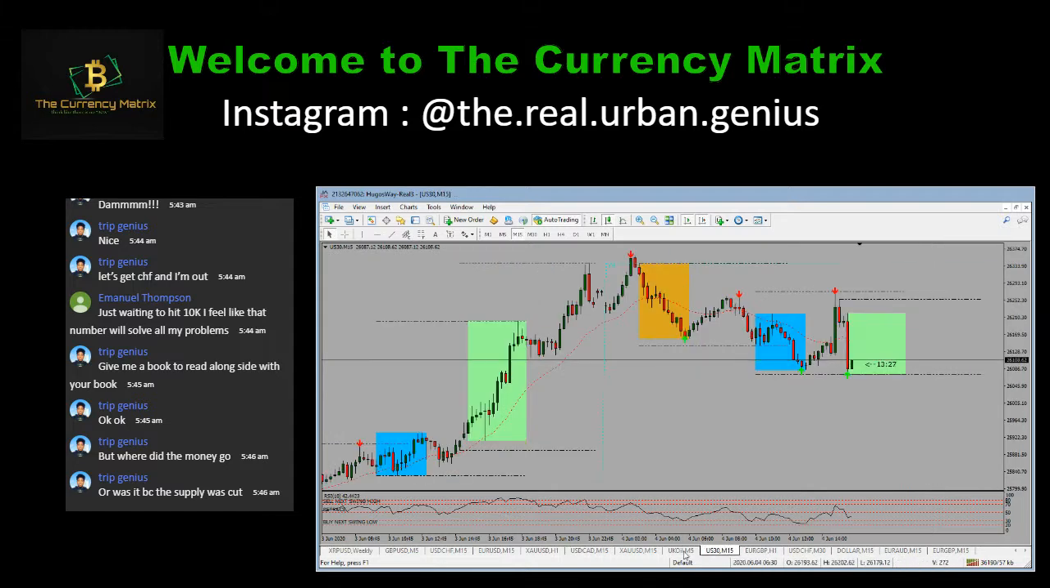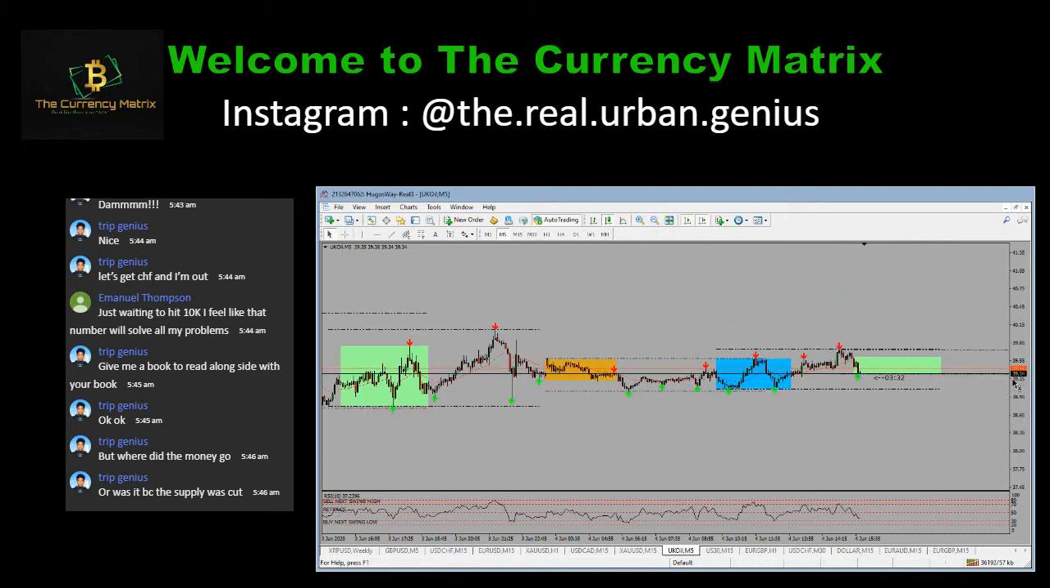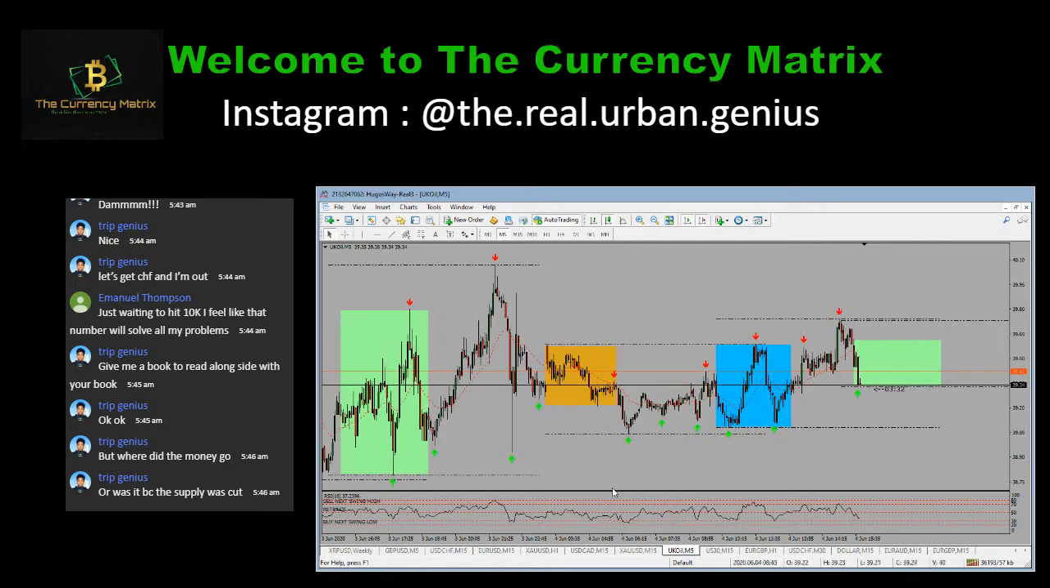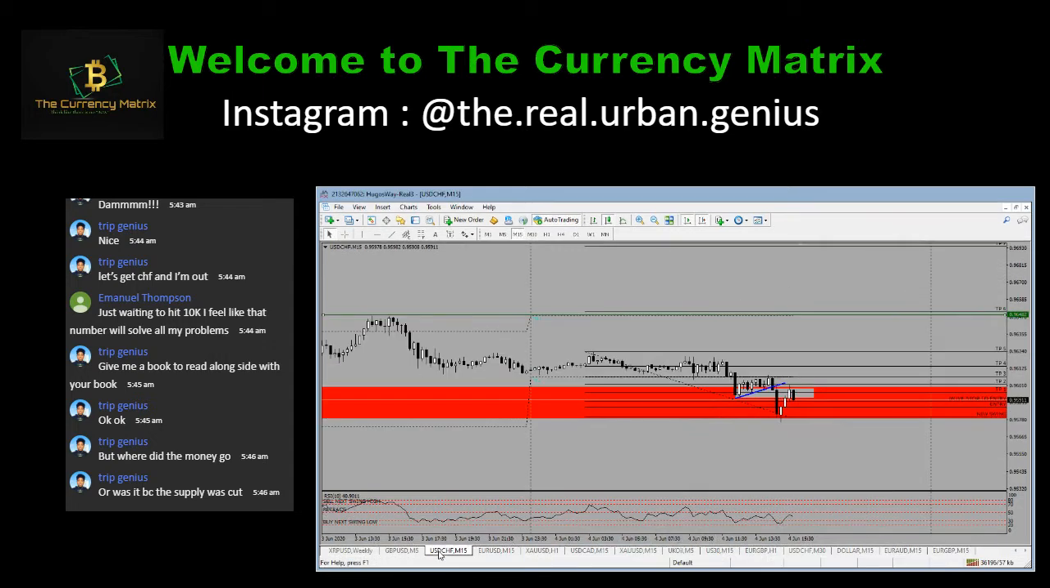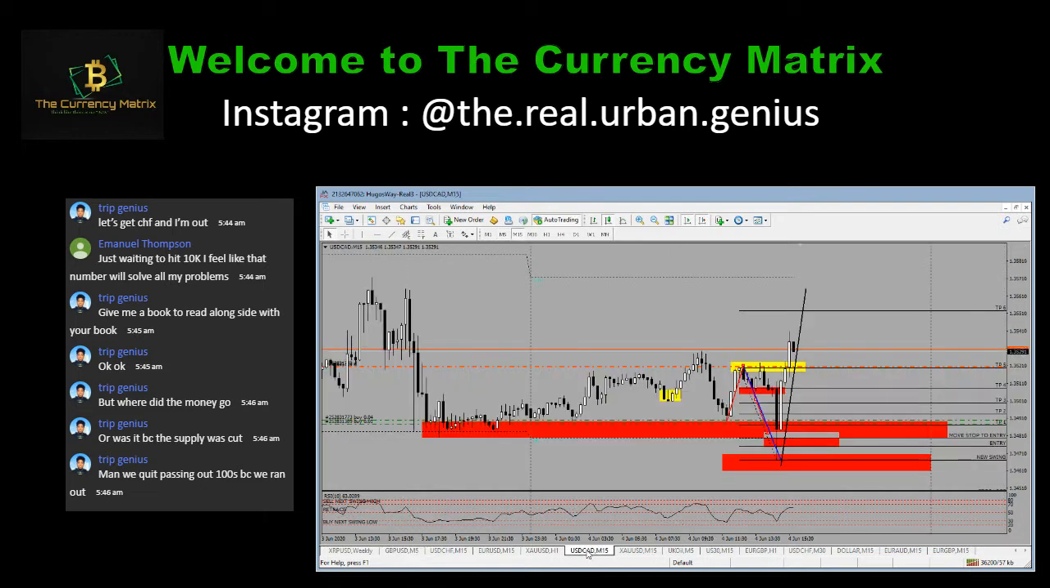US 30's falling. There's UK oil. Like I said, UK oil was turned into a sell. Hopefully, if anybody took a trade on oil, they were able to catch that sell that we identified. USD CHF is making a turn. Remember that 45-minute candle just ended a minute ago. That's why we wait for candles to close.